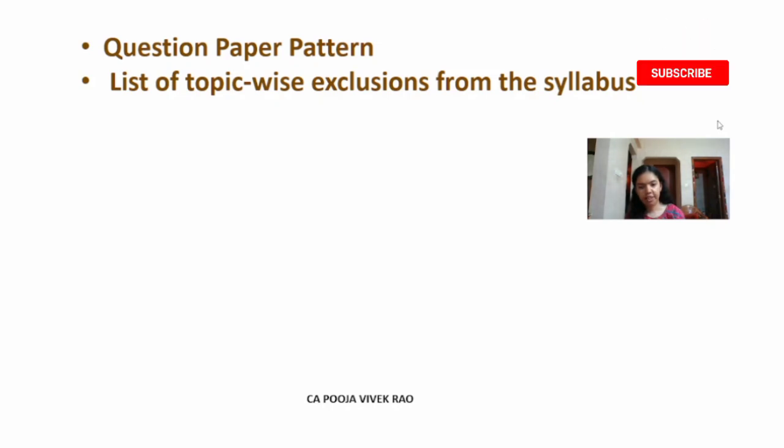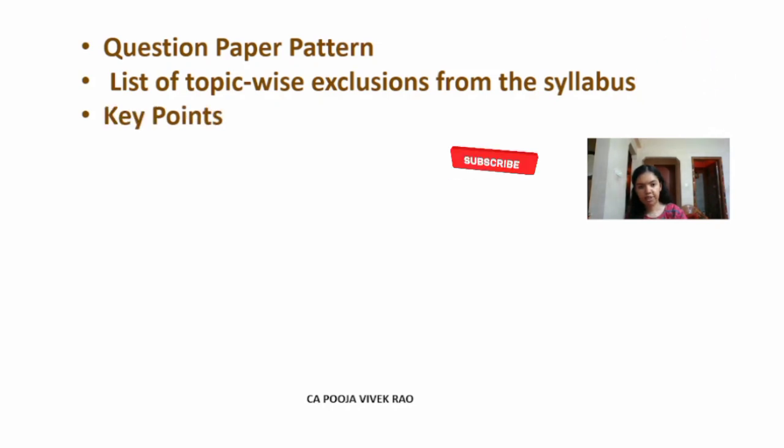And then the following Ind ASs are completely excluded from the syllabus. That is Ind AS 29, financial reporting in hyperinflationary economies. Ind AS 117, insurance contracts. Ind AS 106, exploration for and evaluation of mineral resources. And Ind AS 114, regulatory deferral accounts. These 4 Ind ASs are completely excluded from the syllabus.